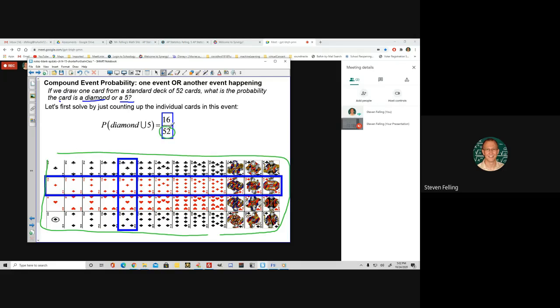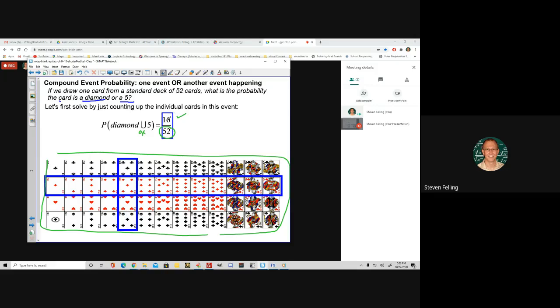And there's 52 cards. And then I could say, okay, let's include all the ones that are either a diamond or they're a 5. So here's all the diamonds here. Here's all the 5s. So if I carefully count all those, there's 1, 2, 3, 4, 5, 6, 7, 8, 9, 10, 11, 12, 13, 14, 15, 16. So there's 16 cards out of 52. And that's the correct probability of getting either a diamond or a 5.